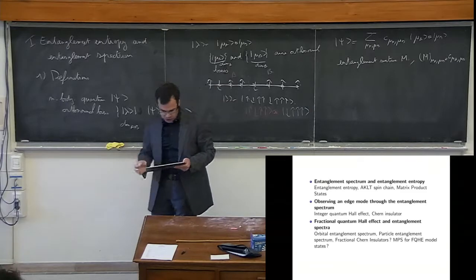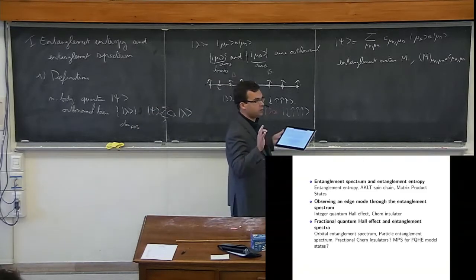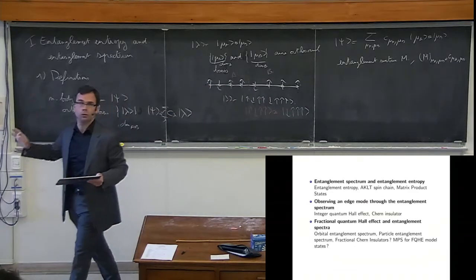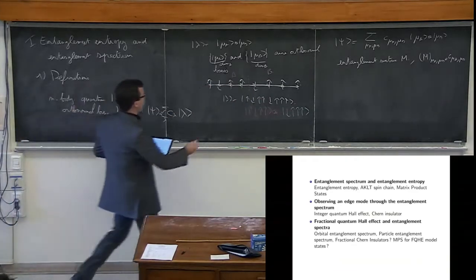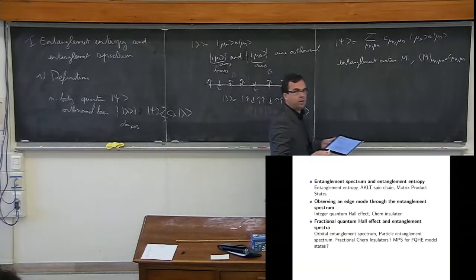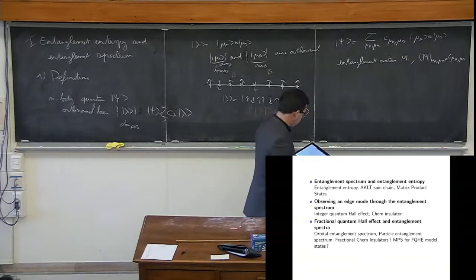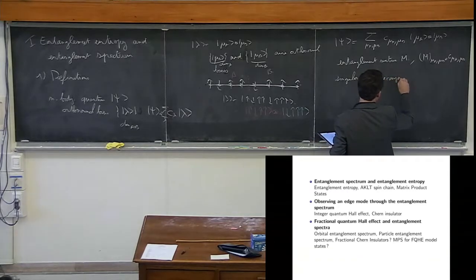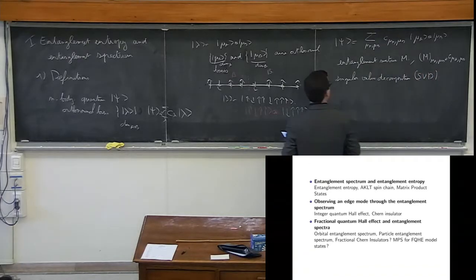So once you have such a matrix, be careful. In principle, there is no reason for the dimension of the subspace A and the subspace B to be equal, right? So these two numbers can actually be different. So the matrix M is not a square matrix. In general, it's a rectangular matrix. So you can perform a singular value decomposition, or SVD, on this matrix.